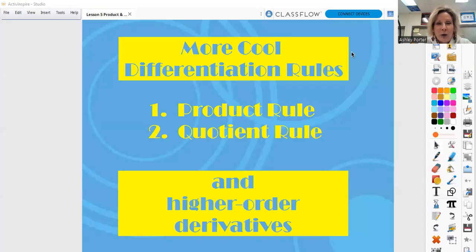Hey, let's learn some brand new derivative shortcut rules. Today, we're going to work with the product rule and the quotient rule. And toward the end of the lesson, we'll also talk about higher order derivatives. So let's start with the product rule.